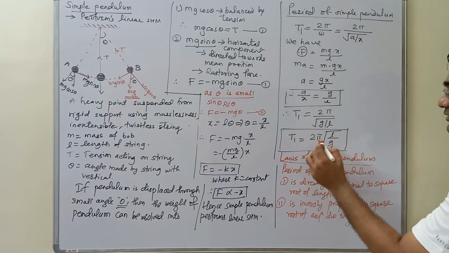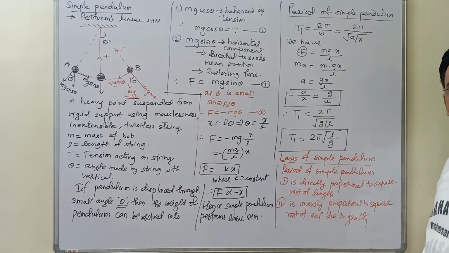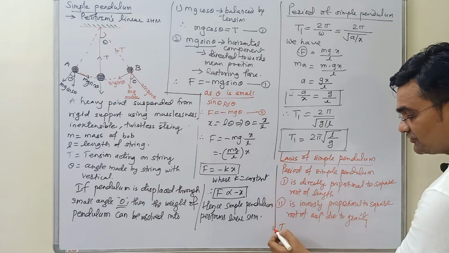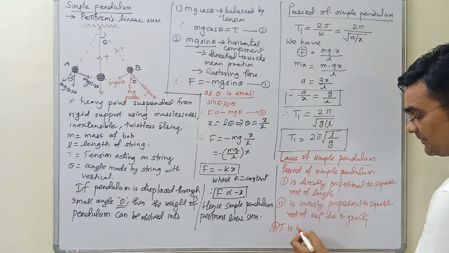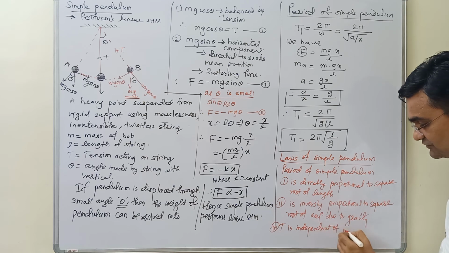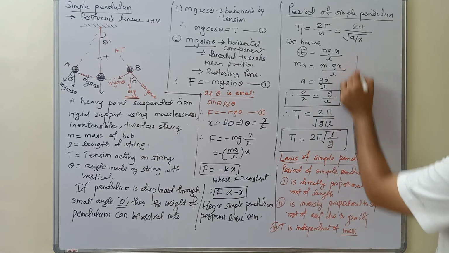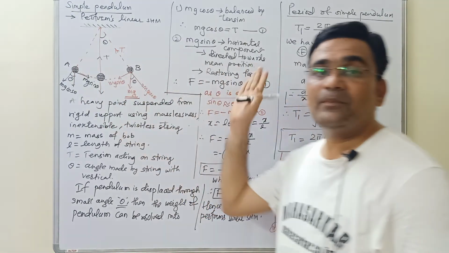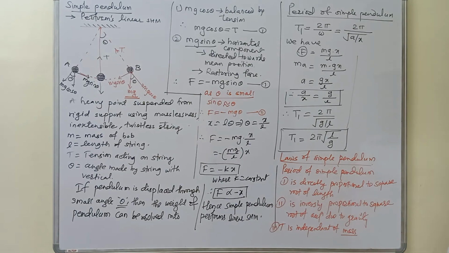Now you can say that no mass is involved in the formula for period. So this will be the first law, this will be the third law: T is independent of the mass of the bob. Okay. And the fourth law also can be stated, that T doesn't depend upon the amplitude. Whatever the amplitude is, the value of T doesn't change.